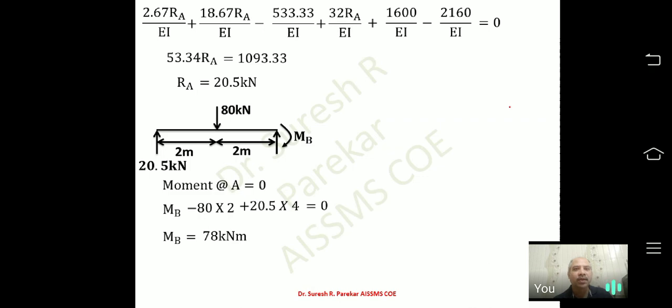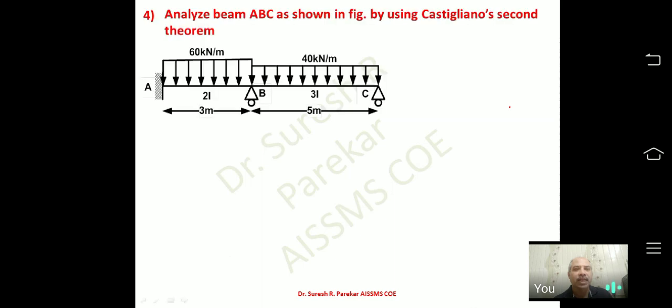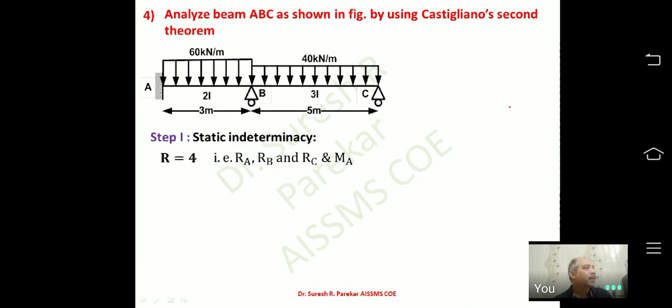So now once we know this value, we can go to the next, which is: analyze beam ABC as shown in figure by using Castigliano's second theorem. In this problem the unknowns are 4. At A we have 2, B we have 1, and C we have 1. So RA, RB, RC, and MA.